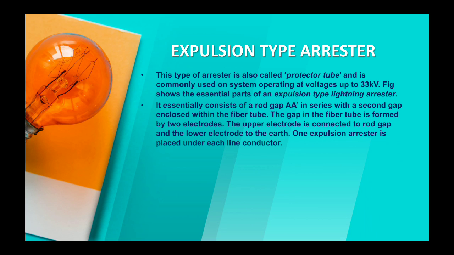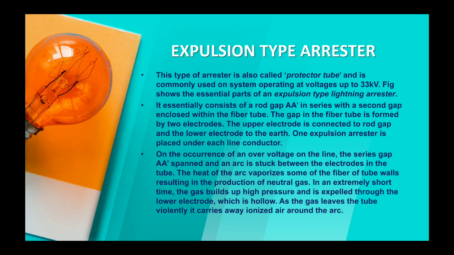It essentially consists of a rod gap A in series with a second gap enclosed within a fiber tube. The gap in the fiber tube is formed by two electrodes. The upper electrode is connected to the rod gap and the lower electrode to the earth. One expulsion arrestor is placed under each line conductor.